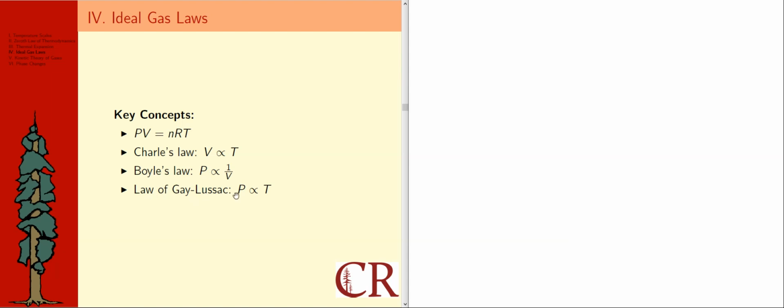And then there's the law of Gay-Lussac, which says that pressure is proportional to temperature, and that winds up being true for constant volume. That was the one that actually kind of came up in those early thermometry experiments where there was some trapped gas, and we were tying the amount of pressure measured by a manometer to the temperature of that gas.